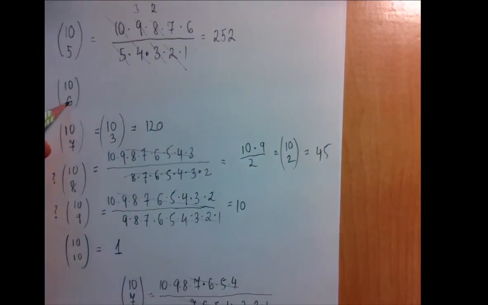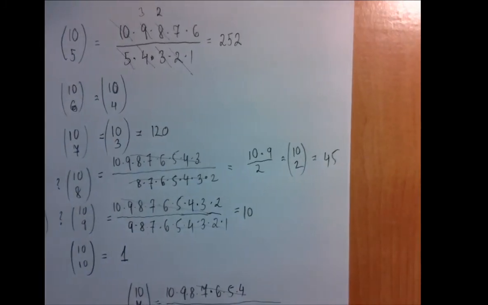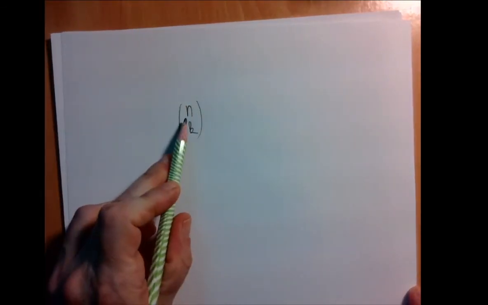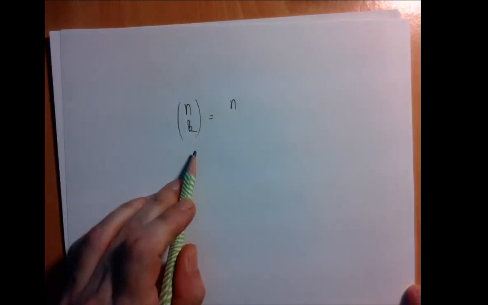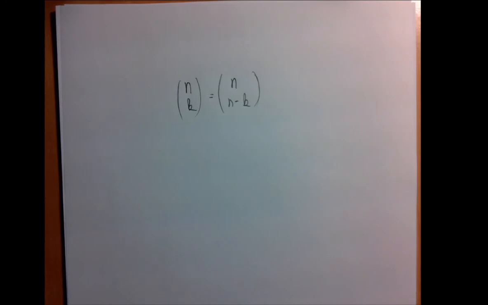Now 10 choose 6 then should be the same thing as 10 choose 4. So we have already seen a combinatorial argument that n choose k, for n think 10, for k think 3, 10 choose 3 is the same thing as 10 choose 7. We already have the combinatorial argument, but we can just use factorials to prove that.